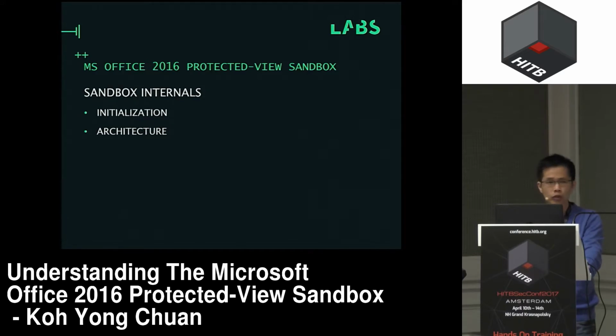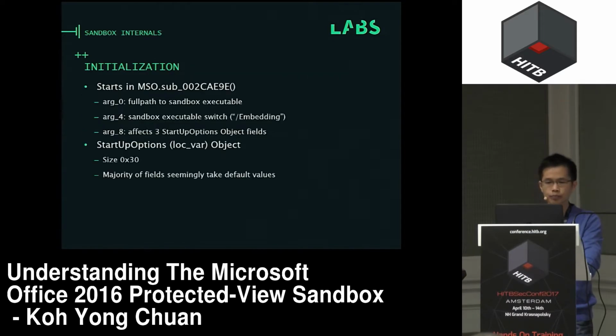So moving on to this section, I will talk about the sandbox internals, which will include the initialization process and also the architecture. This process actually starts in the 2CAE9E routine in MSO.dll. This routine takes 3 arguments, for which the third one actually affects certain fields in a local structure variable. This local variable contains information on how the sandbox should be started, and it is 30 hex bytes large.